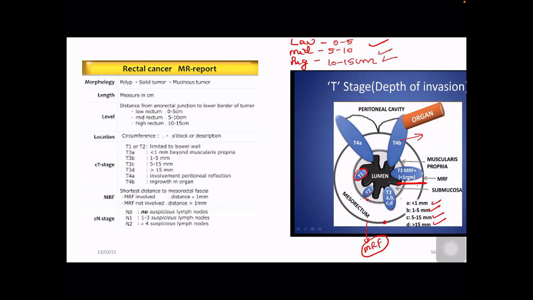So ideally, we need the distance between the tumor and the MRF to be at least more than 2 millimeter to say that the MRF is not involved. If it is less than 1 mm, we call it an involved MRF or involved CRM. 1 to 2 mm, we call it a threatened CRM, and more than 2 mm, we call it CRM negative. You understood this concept? Can I repeat it? Yes, sir. Yes.